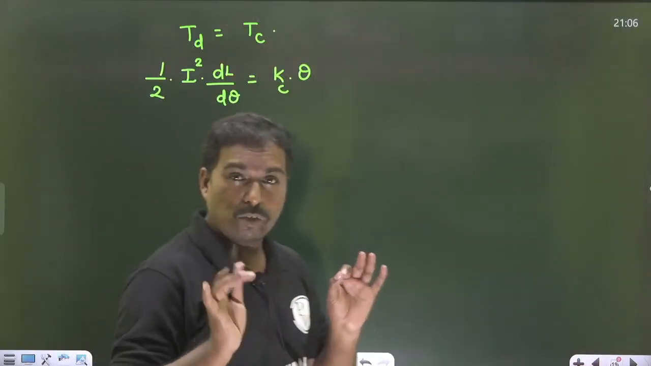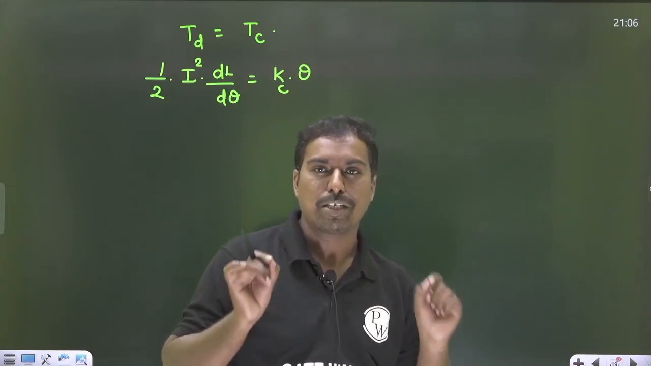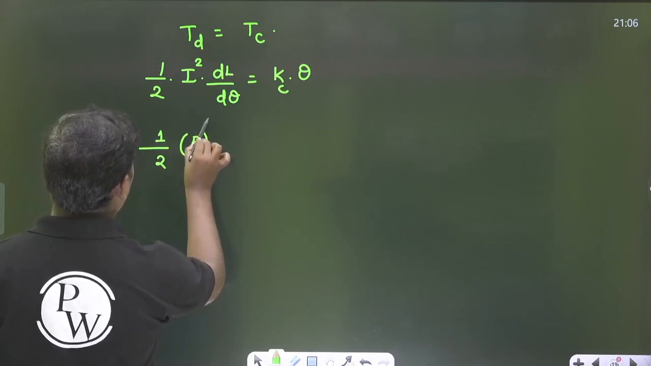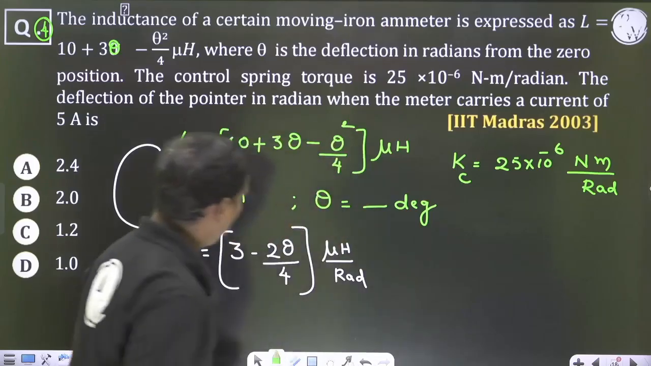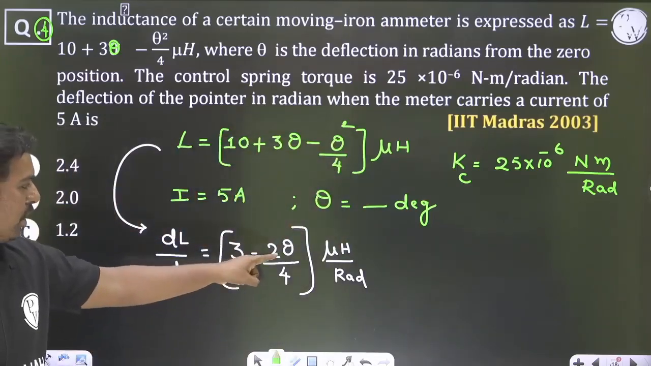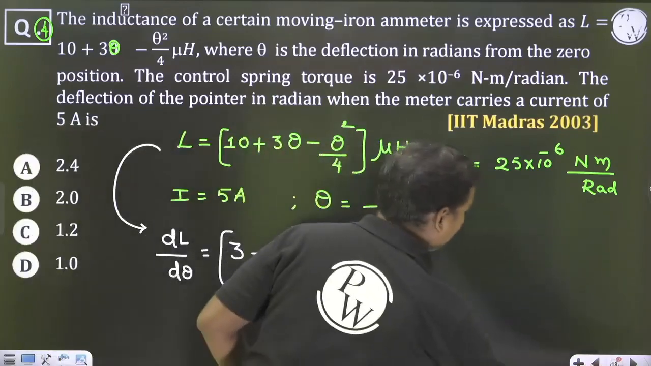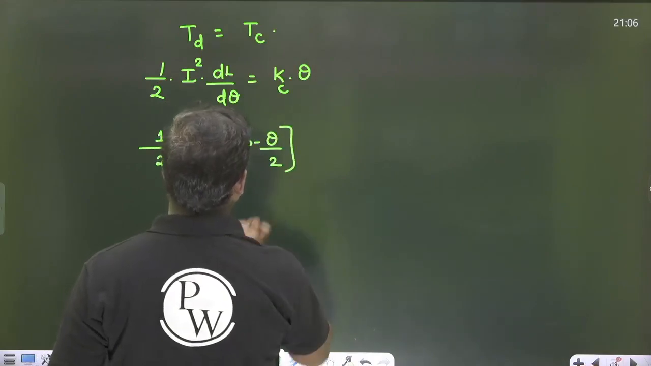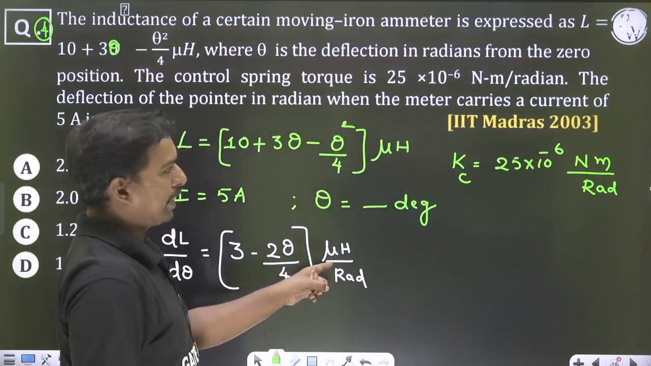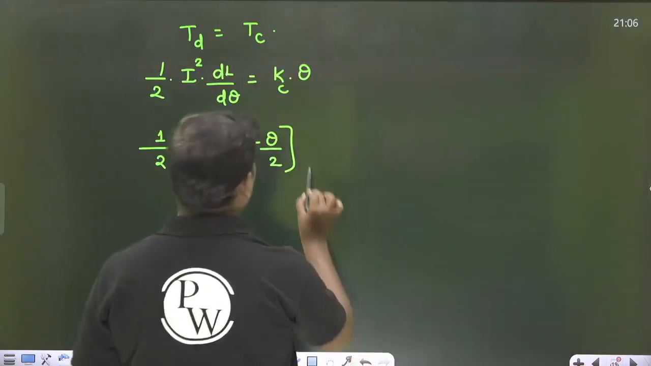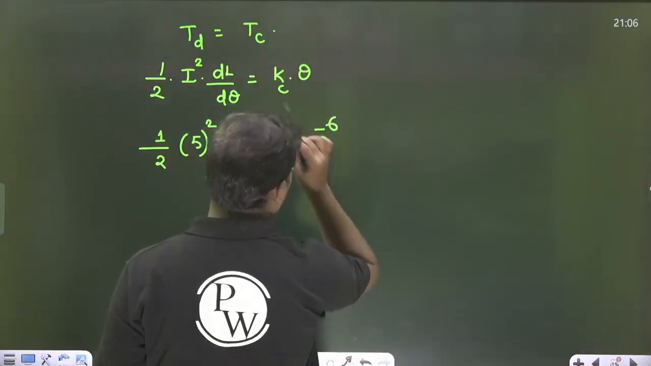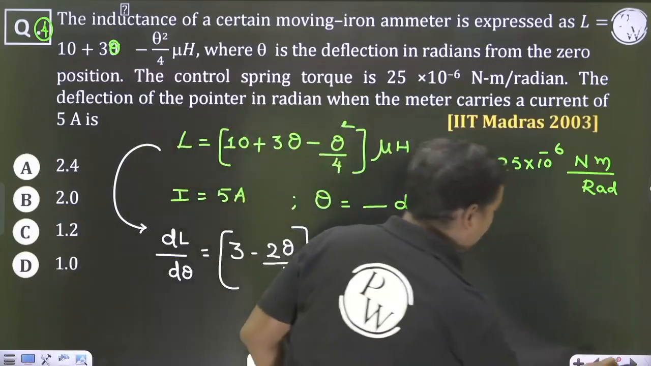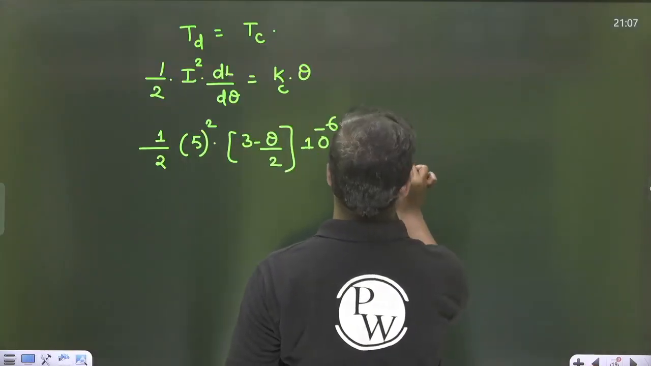Using this expression, questions come many times, so use it perfectly. This is 1 by 2, I square means 5 whole square, and dL by d theta is 3 minus 2 theta by 4, that is 3 minus theta by 2. Units are important: micro, so 10 power minus 6. Kc is given as 25 into 10 power minus 6.